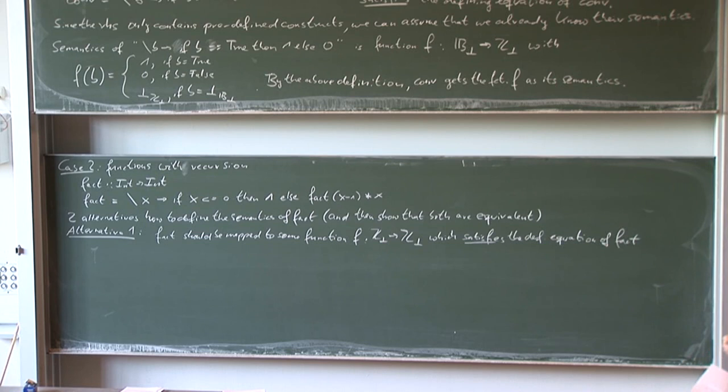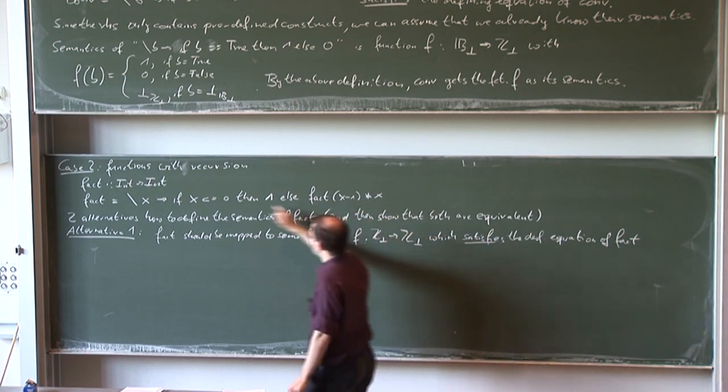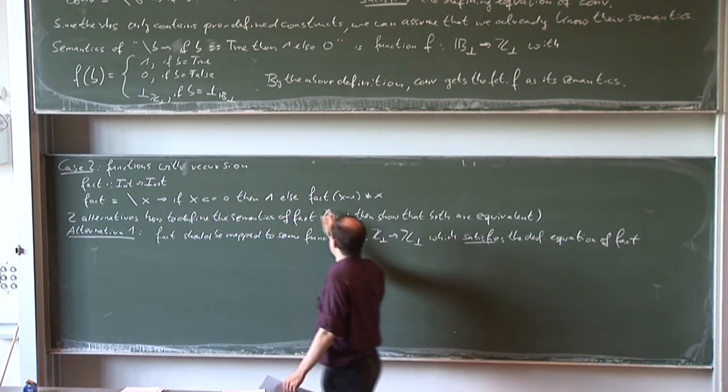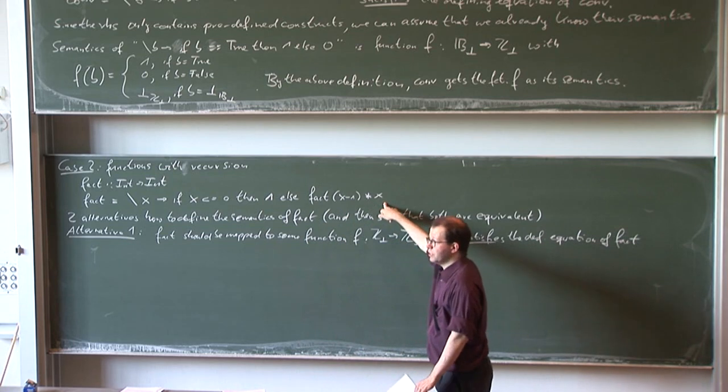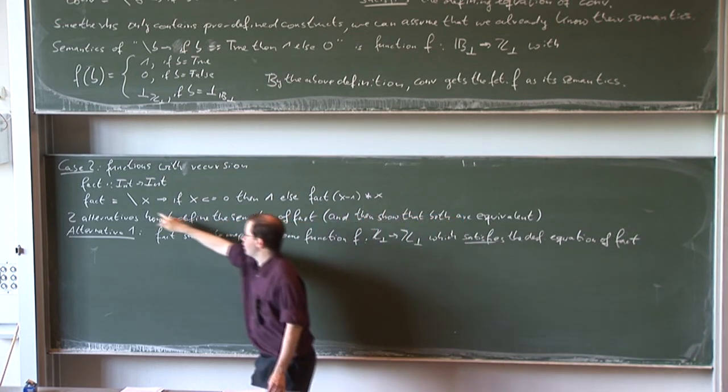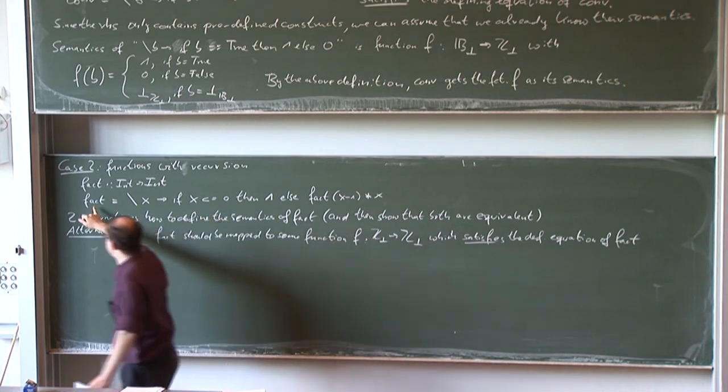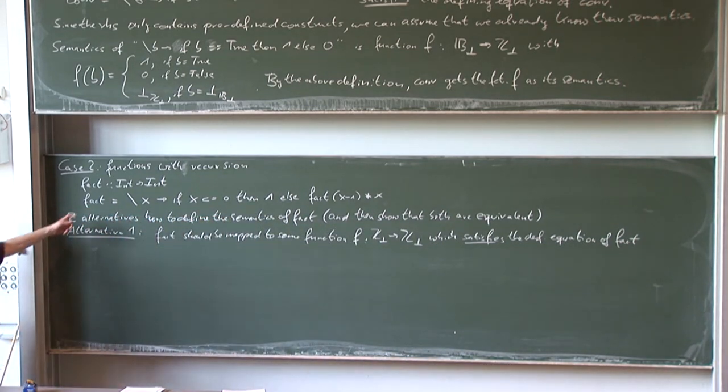Now, how did we achieve this goal when we looked at conf? When we looked at conf, the good thing was that we already knew the semantics of the right-hand side, because the right-hand side only contained predefined functions. So what we did was we computed the semantics of the right-hand side, and then we said, this is the semantics that we want to assign to this function symbol on the left-hand side.